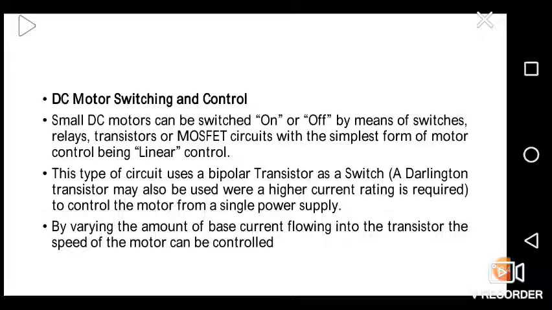DC motor switching and control. Small DC motors can be switched on and off by means of switches, relays, transistor or MOSFET circuits, with the simplest form of motor control being linear control. This type of circuit uses a bipolar transistor as a switch. A Darlington transistor may also be used where a higher current rating is required to control the motor from a single power supply. By varying the amount of base current flowing into the transistor, the speed of the motor can be controlled.